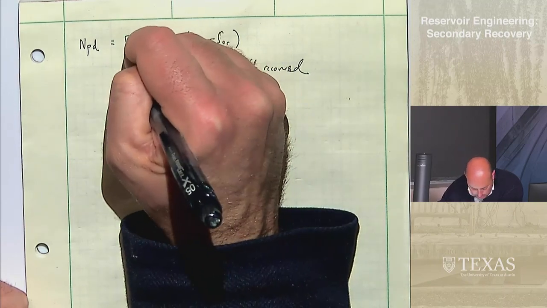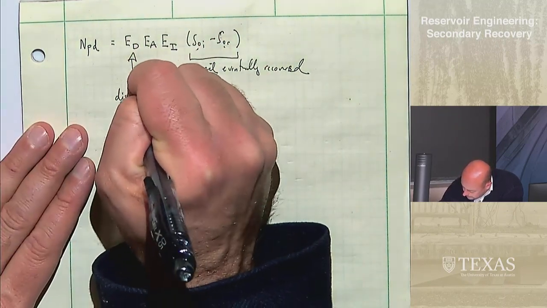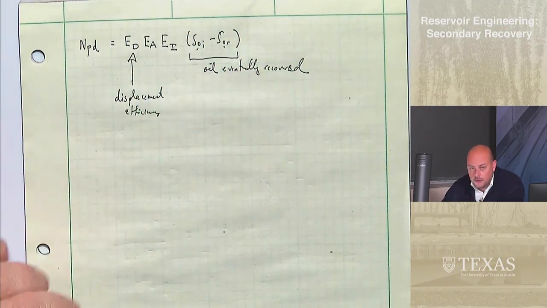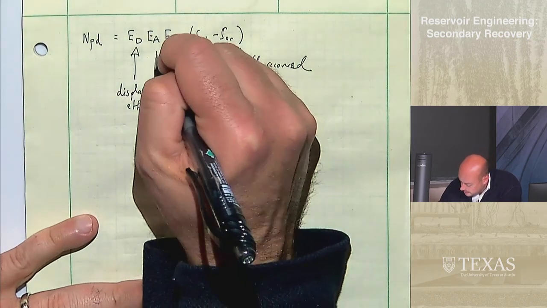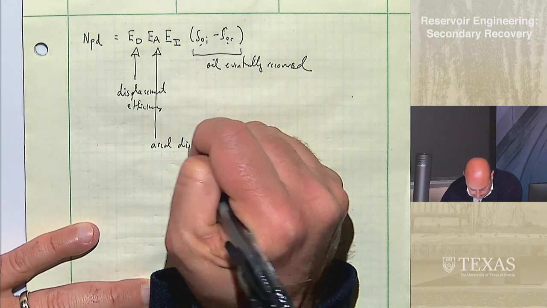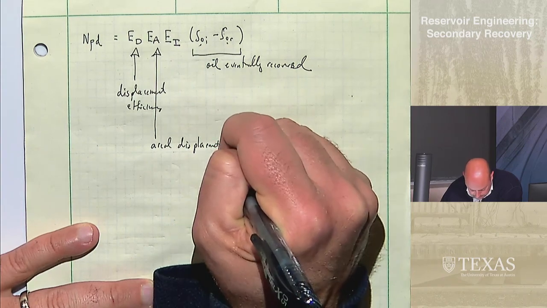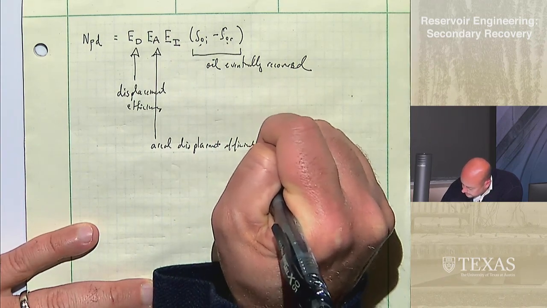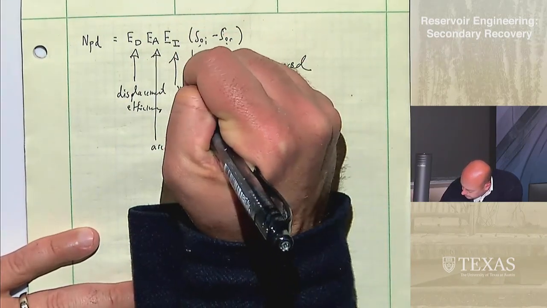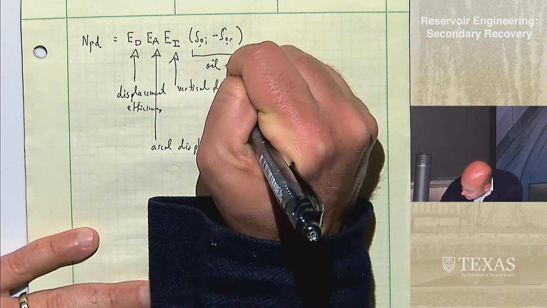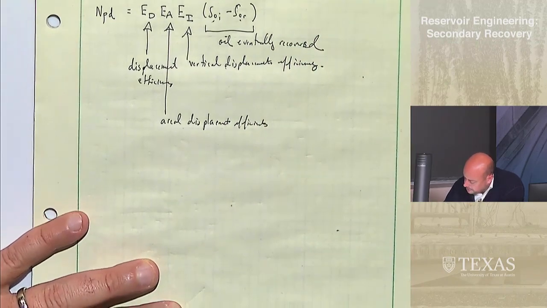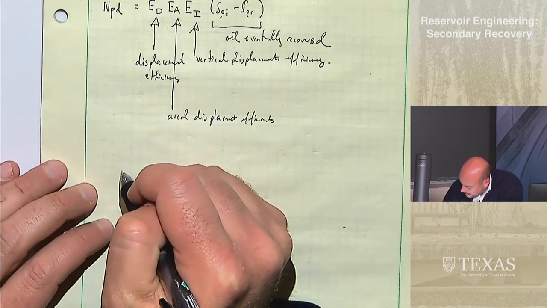So ED is what's called displacement efficiency, and we're going to talk about that first. Okay, and that occurs even in a 1D type flood. EA is aerial displacement efficiency. And EI is the vertical displacement efficiency. Let me describe EA and EI a little bit.